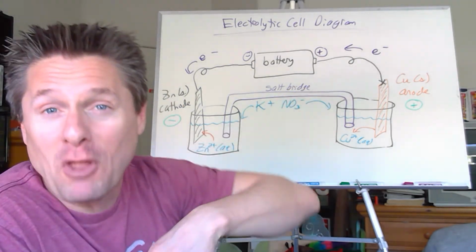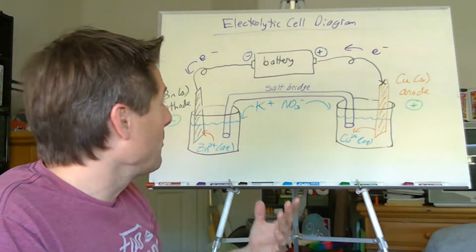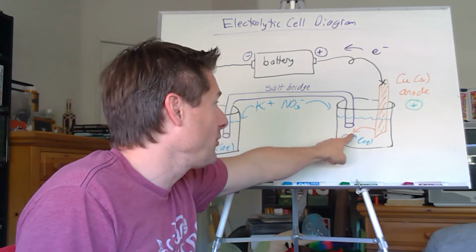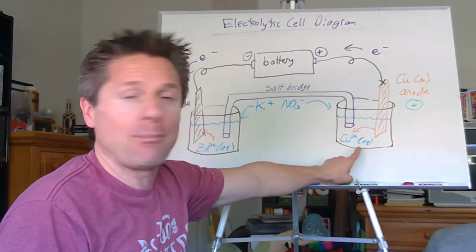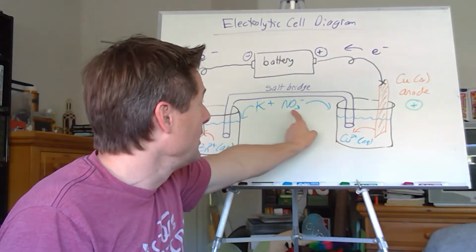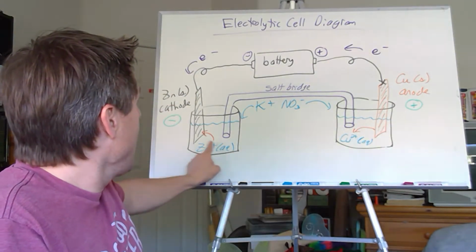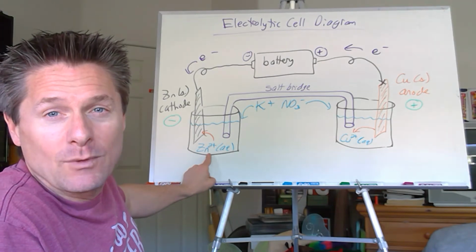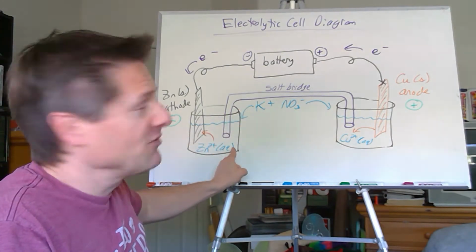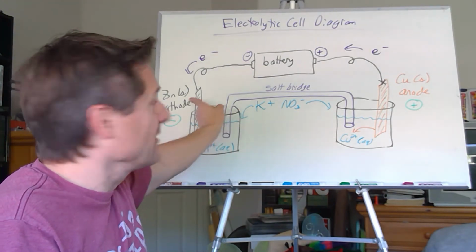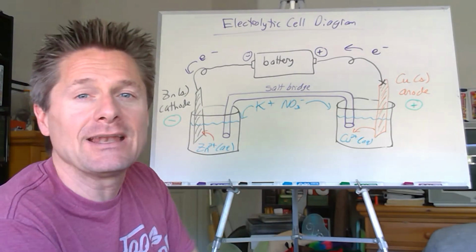And the ions flow in the opposite directions from what we're used to in the salt bridge, right? Remember, anions flow towards the anode. For every copper 2+ ion produced in solution, 2 nitrates come over to keep electrostatic balance. And for every zinc ion we lose over here, 2 potassiums fall in. The cations go towards the cathode to maintain electrical balance.